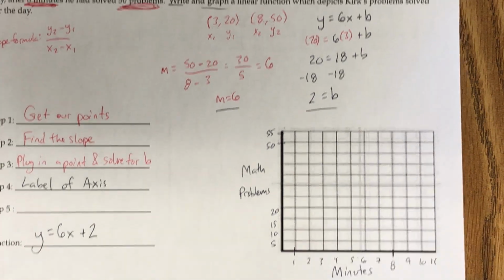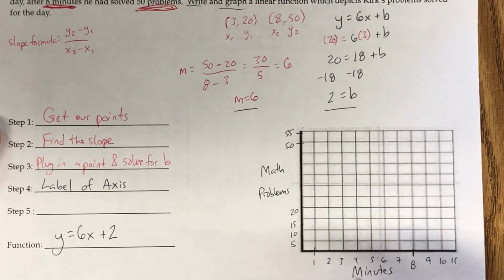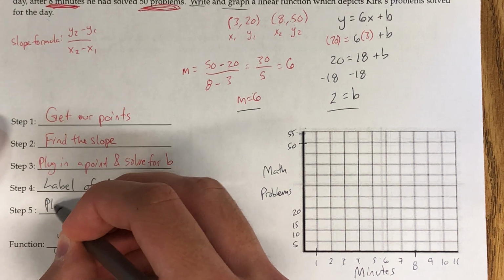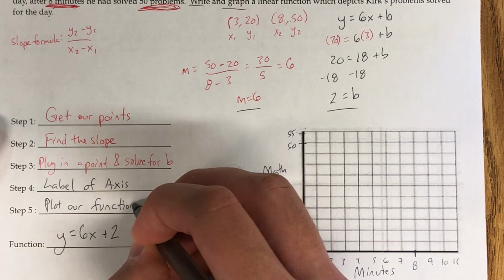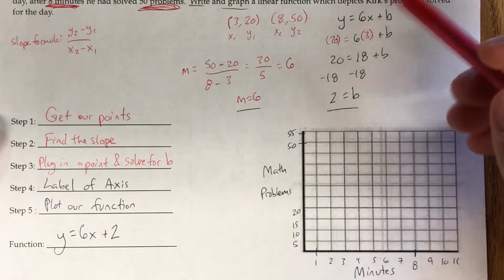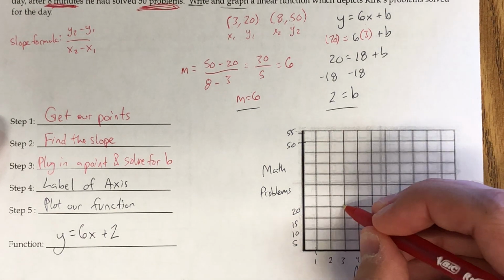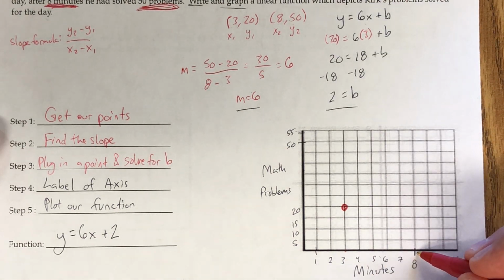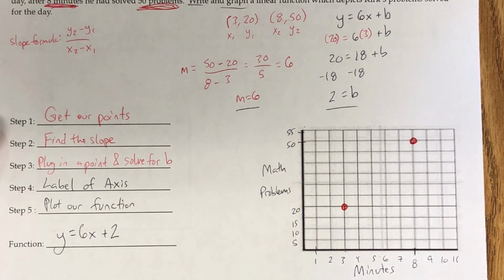So now let's plot what we have. We've labeled the axes, and now we plot our function. So we have 2 points. We have a point at (3, 20), so x value of 3, y value of 20. We have a point at (8, 50), so x value of 8, y value of 50. So there are 2 points.